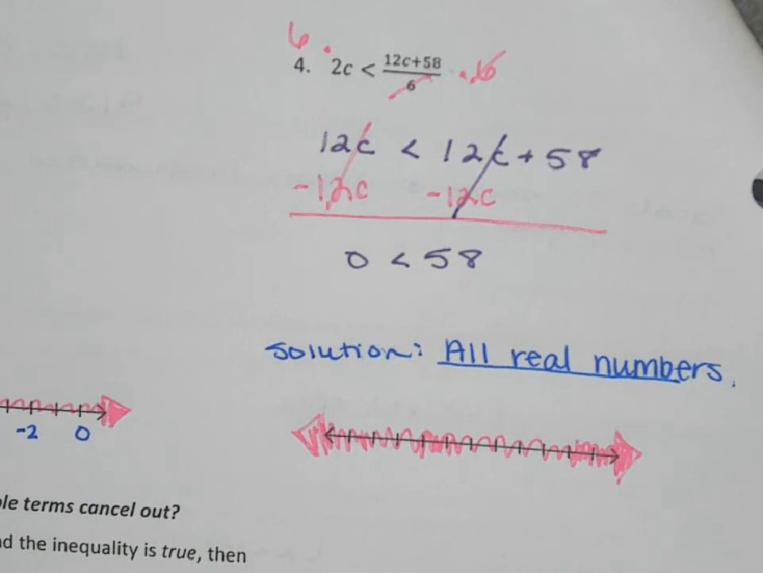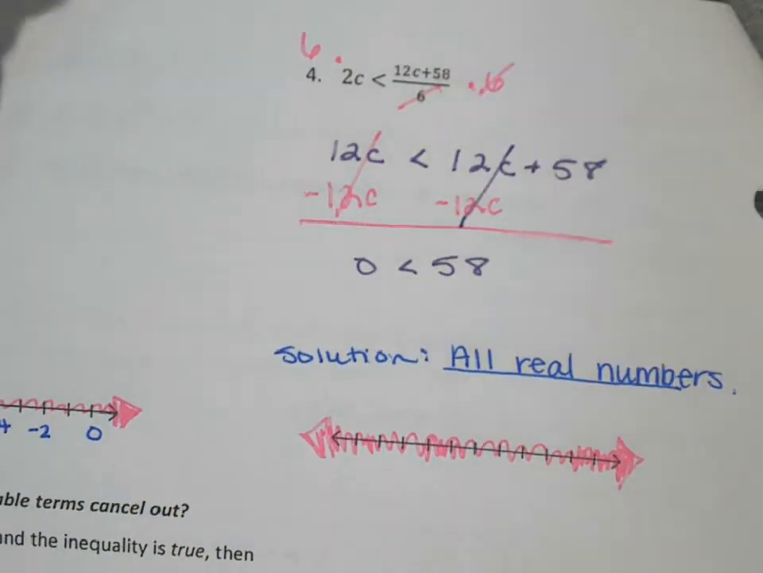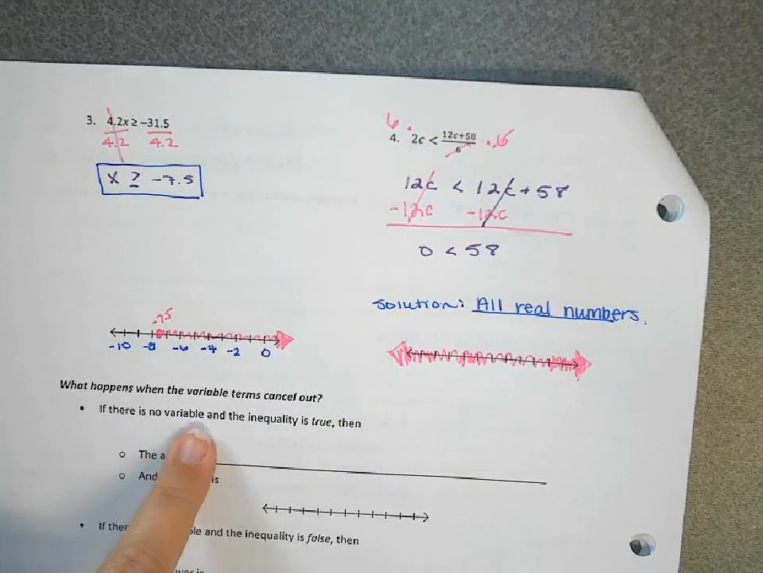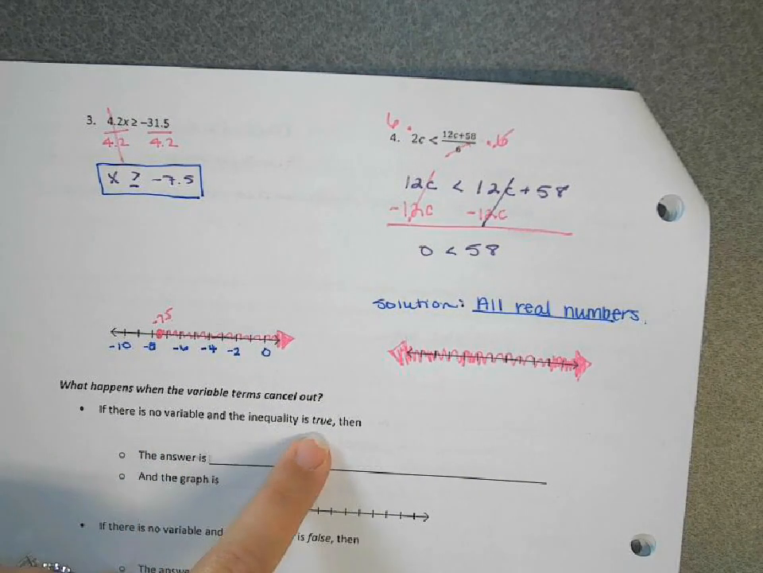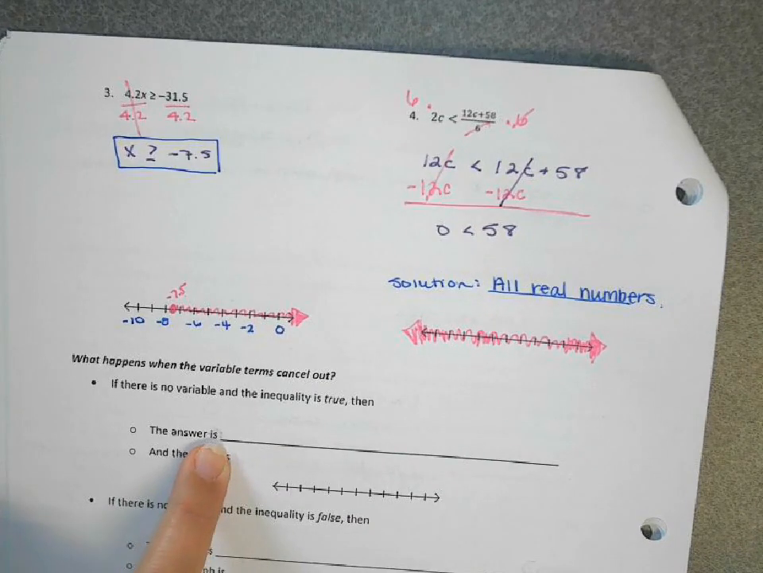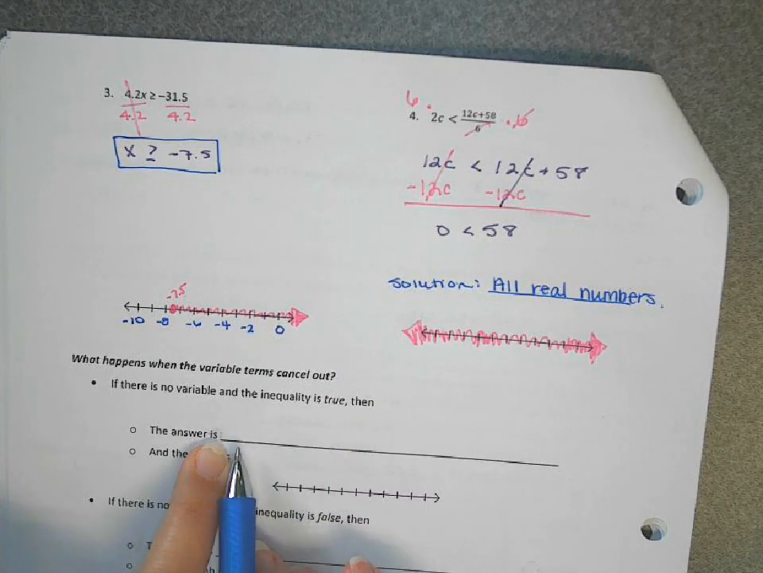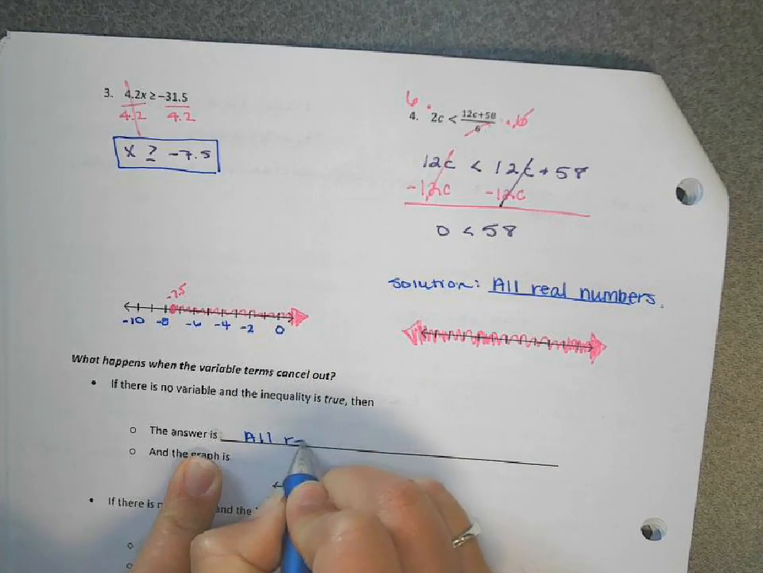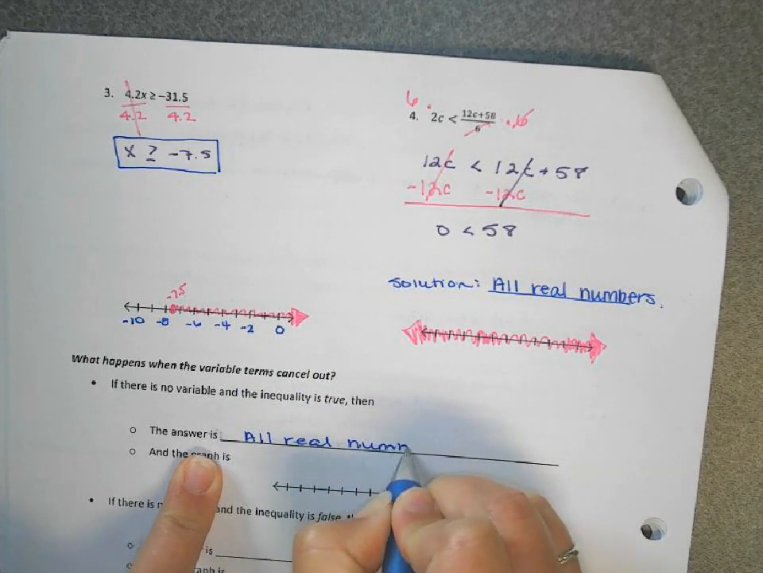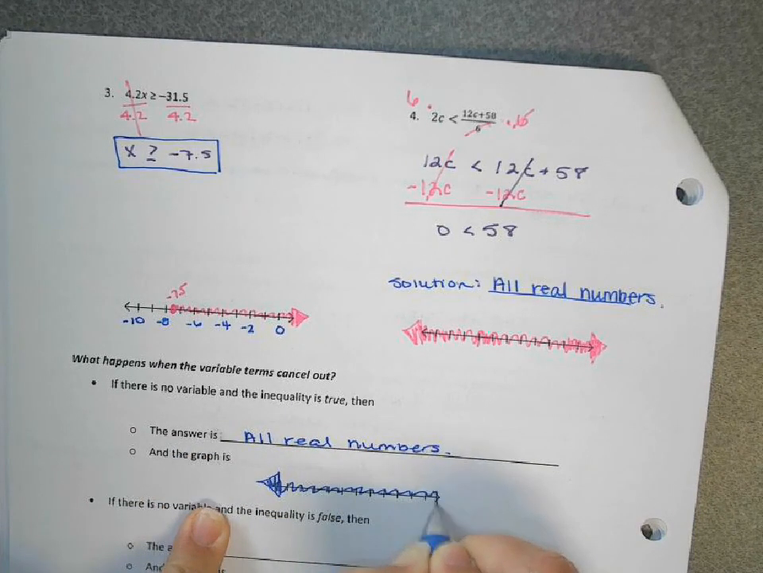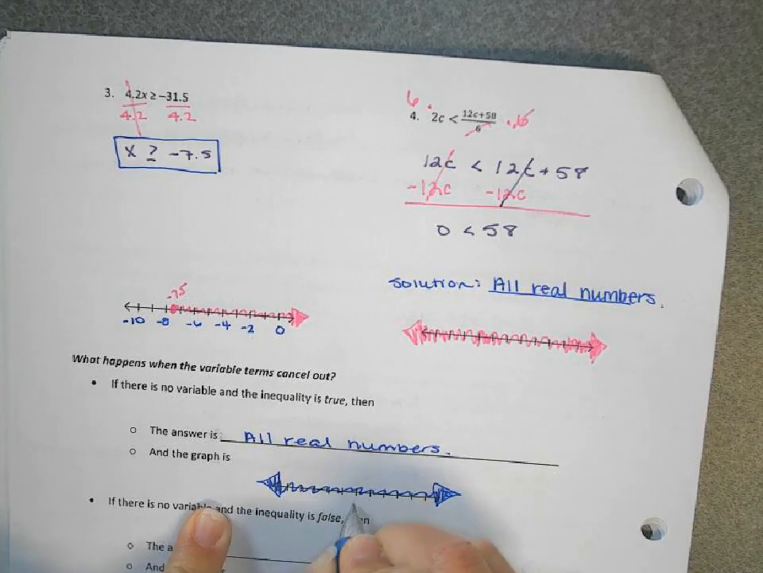Okay? So we just saw what happens when the variable term cancels out. But sometimes we get a true statement. Okay, so if there is no variable and the inequality is true, that's what we just saw happens. What is your answer going to be? What did we have for our actual solution or our actual answer? All real numbers. And our graph was shade everything because the number line is all real numbers.